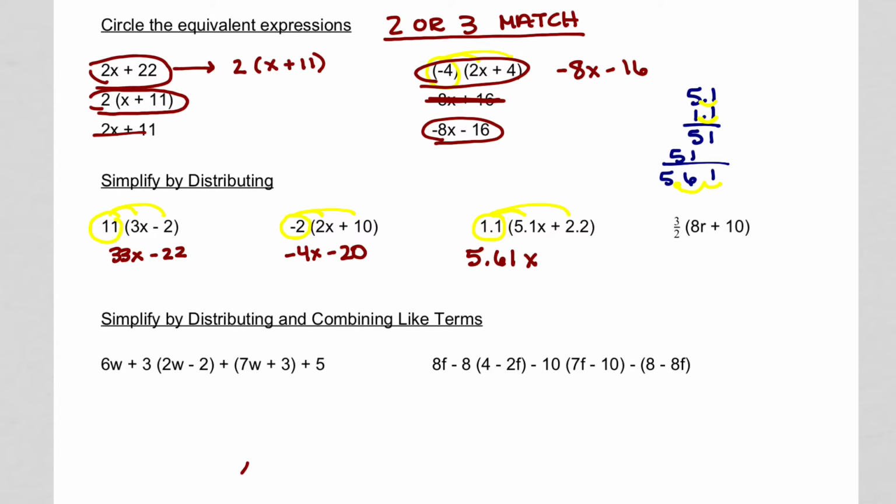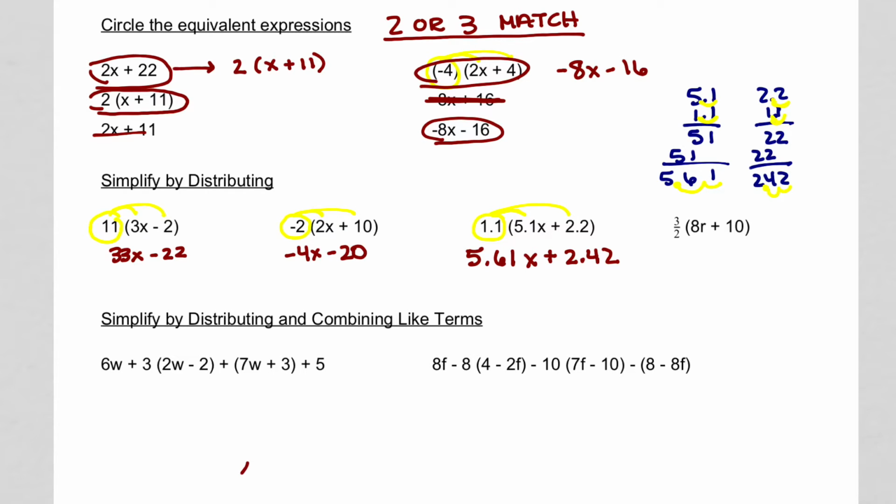Okay, now I've got to distribute that 1.1 over to the 2.2. So let's do it here. 2.2 times 1.1. Well, that's a 2, 2, and a 2, and a 2. And again, I've got a tenths place here and a tenths place here, so I'm going to have to move it over 2 spots. That leaves me with a positive 2.42.